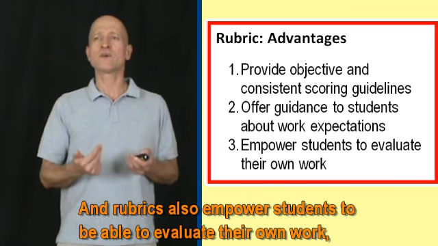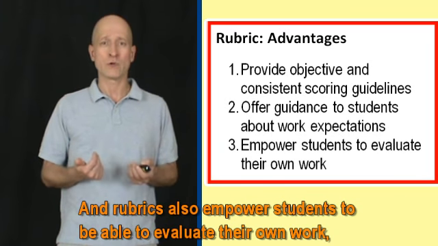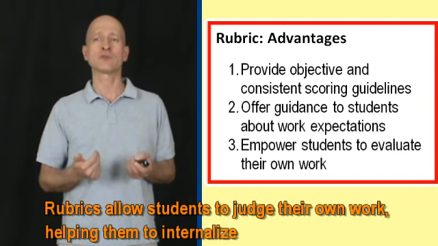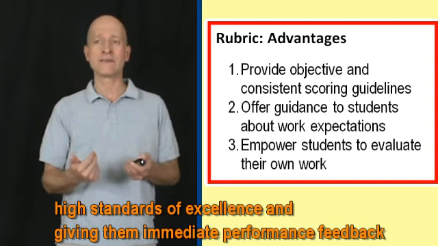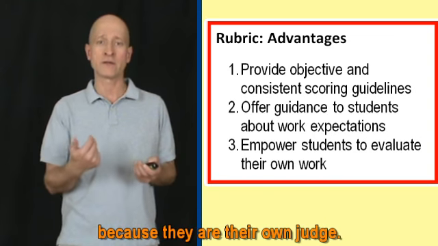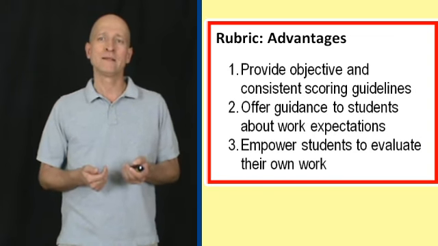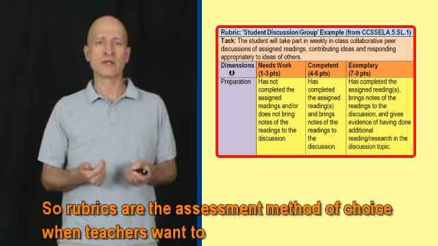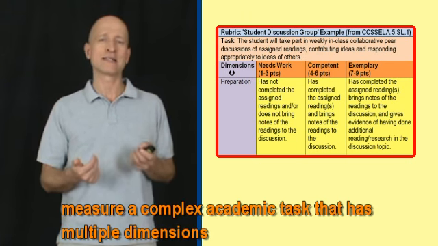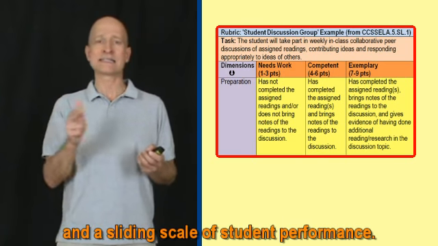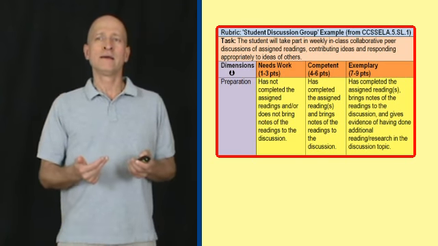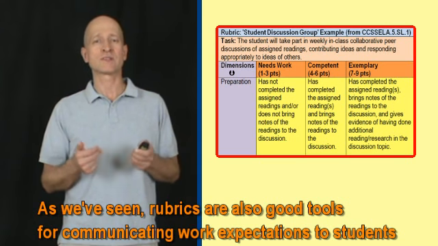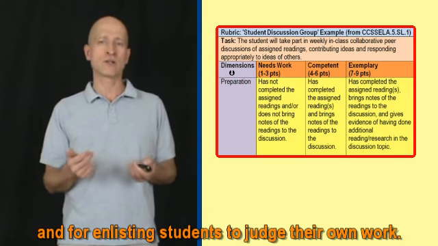And rubrics also empower students to be able to evaluate their own work, so it's a student tool. Rubrics allow students to judge their own work, helping them to internalize high standards of excellence and giving them immediate performance feedback because they are their own judge. So rubrics are the assessment method of choice when teachers want to measure a complex academic task that has multiple dimensions and a sliding scale of student performance. As we've seen, rubrics are also good tools for communicating work expectations to students and for enlisting students to judge their own work.